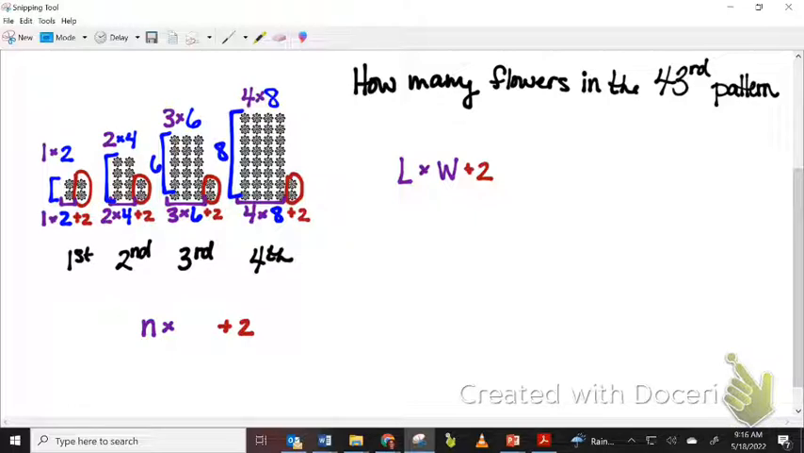Now I need to find a relationship between these two numbers. Because I know that this number right here is the same as this. So if I can find a way of relating these two together, then I can see how to relate this here. How do 4 and 8 relate? 3 and 6, 2 and 4, 1 and 2.